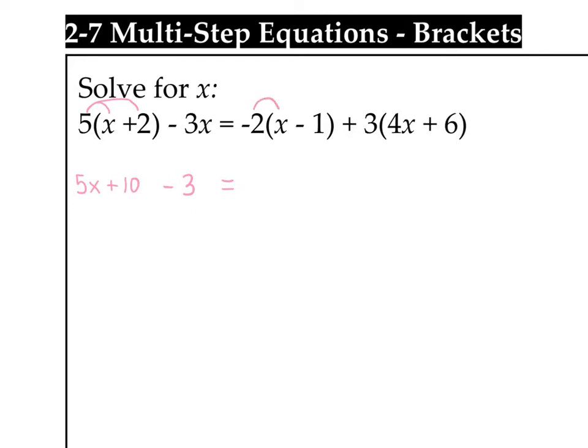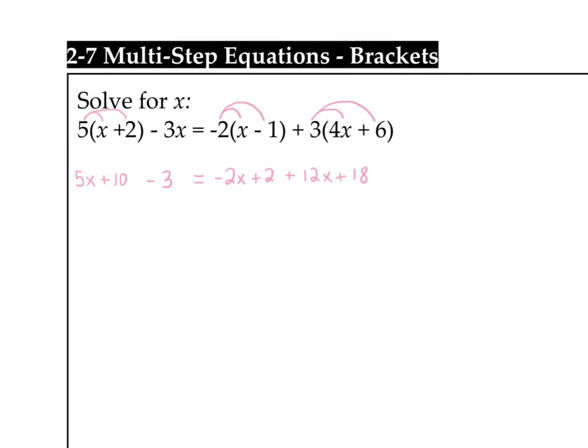Then distributive law again, negative 2 times x and negative 2 times negative 1. So negative 2 times x is negative 2x. Negative 2 times negative 1 is positive 2. Bracket is ended, so this distributive property is done. Now you're going to multiply the 3 by these. So 3 times 4x is 12x, and 3 times 6 is 18. So first step is distributive law.